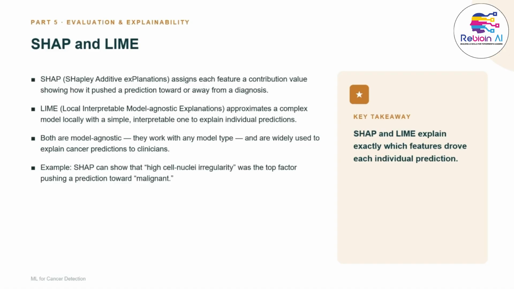Let's understand this with an example. Say a model says this patient is 92% likely malignant. SHAP is what lets you ask, okay, but why? Which specific measurements drove that number? And get a real itemized answer, like the irregular cell border contributed plus 15%, while the smooth texture contributed minus 3%.